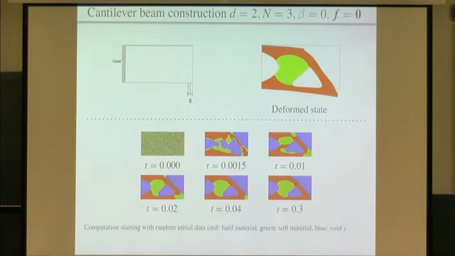We see that we have the following cantilever beam structure. Green is the soft material, so the elasticity tensor associated with the green, I think, is half that of the elasticity tensor associated with the hard material, which is the red material. And so we started off with random initial data, and this is the solution we found.